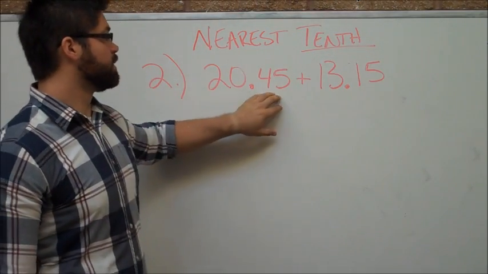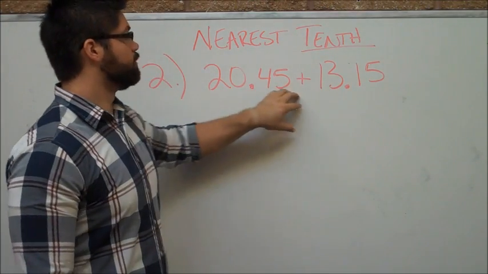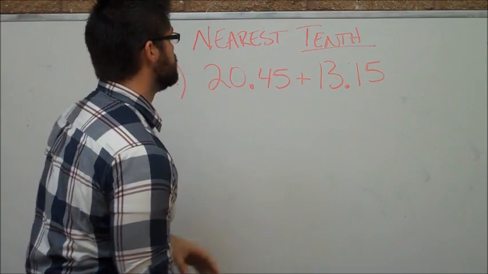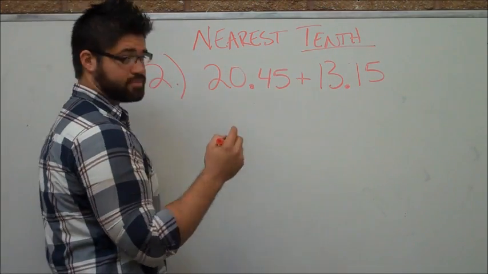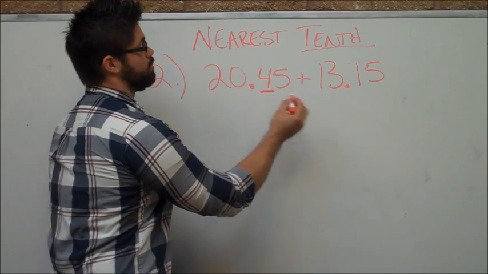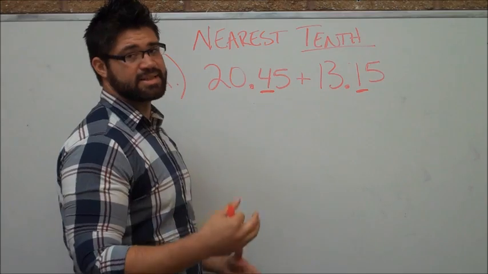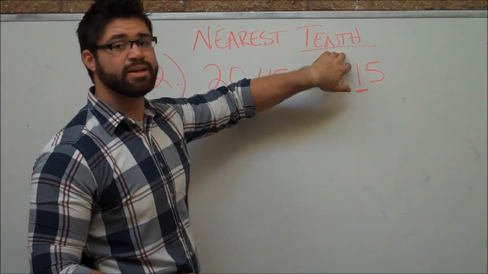We have 20 and 45 hundredths plus 13 and 15 hundredths, or 20.45 and 13.15 if you want to be all easy peasy on it, right? So we're rounding to the nearest tenth. So again, we're looking at the place value. If you don't know your place values, use a place value chart. Use something that's going to help you, because if we can't figure out our place values, we're not going to be able to round to the appropriate place.